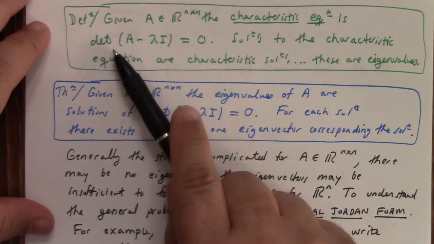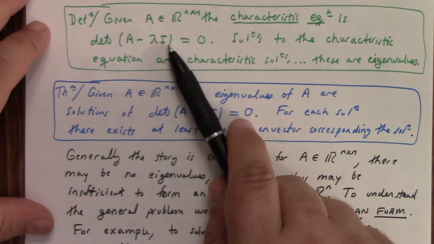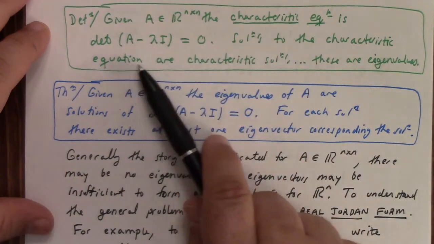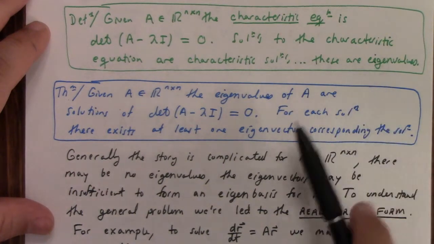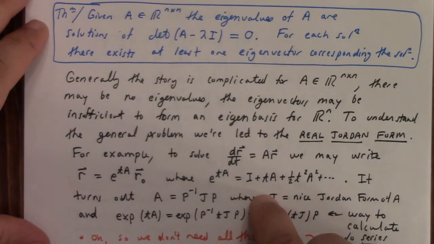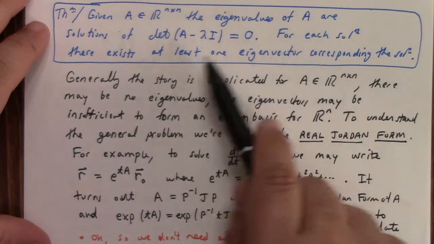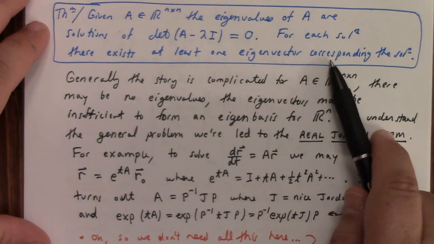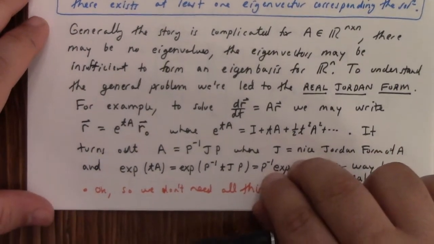This will be an nth order polynomial equation with real coefficients for an n by n matrix. The solutions to this characteristic equation are called characteristic solutions, and in fact they are eigenvalues. That's the next theorem. Given an n by n matrix, the eigenvalues of A are solutions to the characteristic equation. For each solution, there exists at least one eigenvector corresponding to those solutions. So this is the start of a more complicated story.